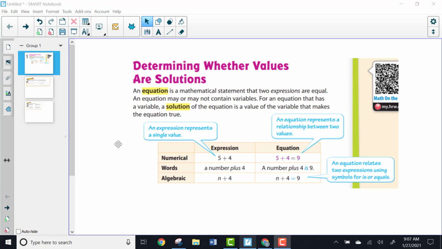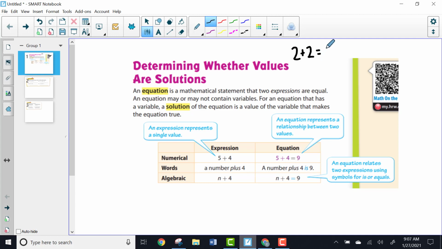That's just like an equation. So an equation may or may not contain variables. For an equation that has a variable, a solution of the equation is a value of the variable that makes the equation true. When we think about two expressions being equal, something as simple as 2 plus 2 is one part of the equation, and the other part would be 4. The value of 2 plus 2 is equal to 4, and also 4 is equal to 2 plus 2. So when we talk about two expressions being equal, this is what we're talking about.